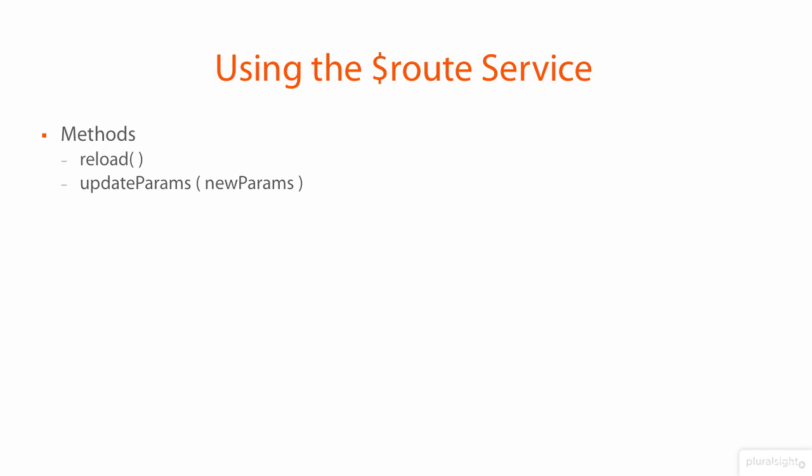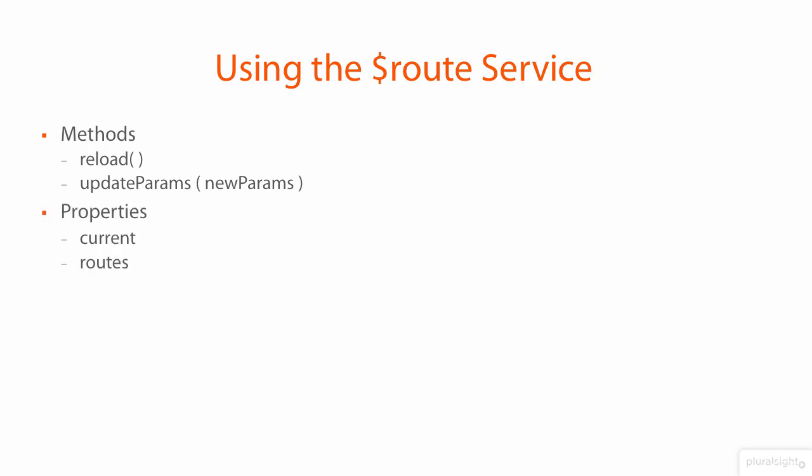The update params method allows you to reload the current URL with a new set of route parameters. You pass the new parameters as properties on an object to the update params method. The property names that match parameter names you've configured on the route will then have the new values inserted into the URL. We'll see how to define route parameters in a few minutes.